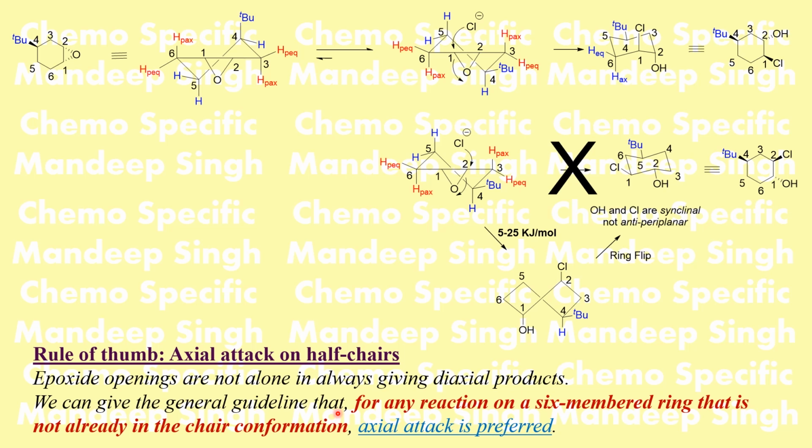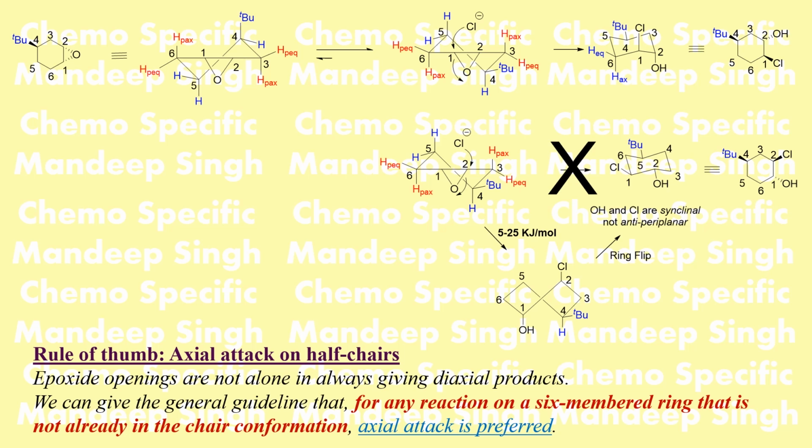So what does that mean? It means we are talking about amines, the halonium ions, the epoxides, or even simple alkenes like cyclohexene, because they are not in the perfect chair conformation. So if any 6-membered ring is not in the chair conformer, axial attack is preferred. Just keep this in your mind. And when I say axial attack is preferred, it means you are talking about the Fürst-Plattner rule.